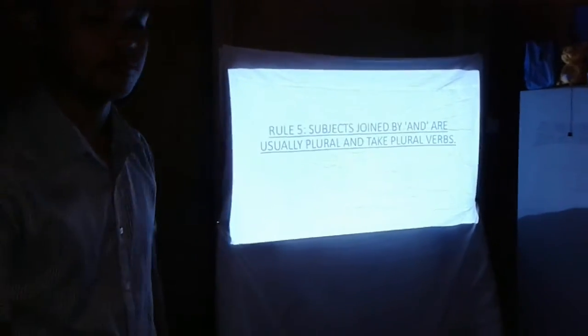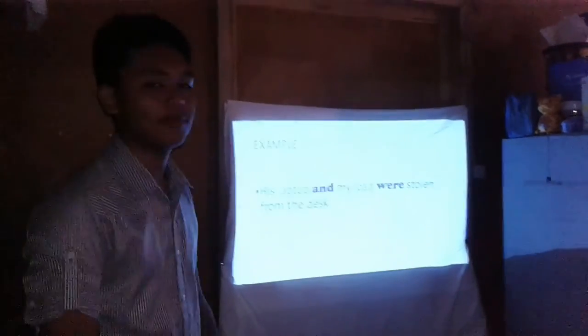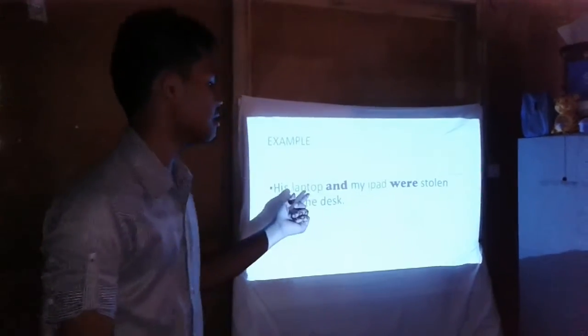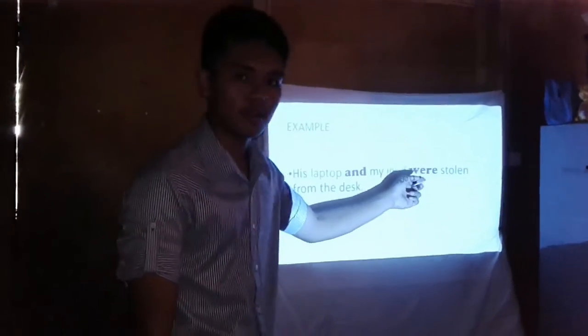Next rule. Rule number five, subjects joined by and are usually plural and take plural verbs. For example, his laptop and my iPad were stolen from the desk. His laptop and iPad, plus and, is equal to a plural verb form, were.